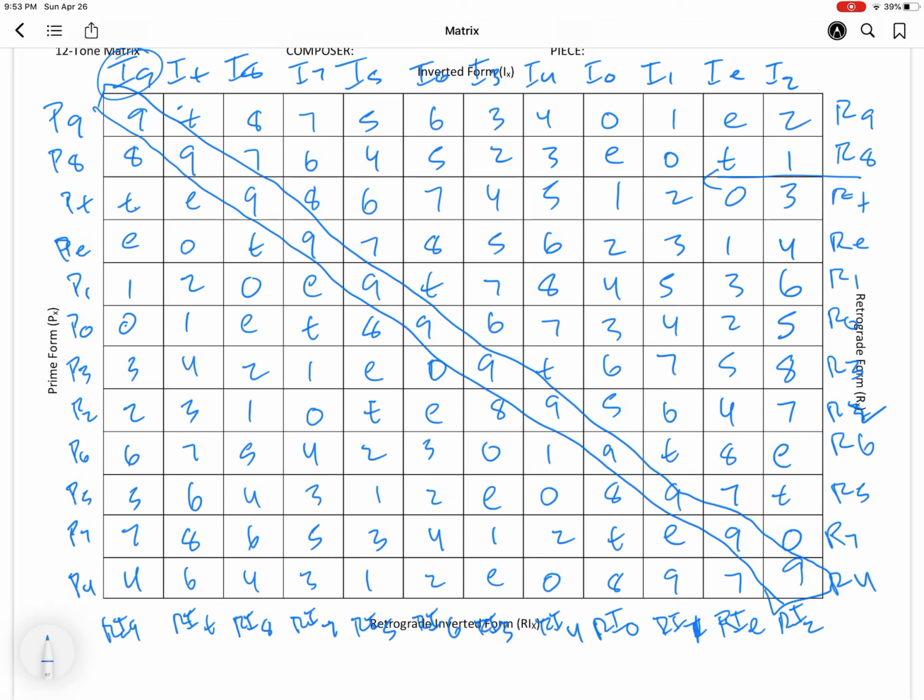Again, it takes a little bit of time, but then you kind of have a key or a legend that you can use when you're looking at a piece, or when you're composing a piece, you can see all of these possible row forms.